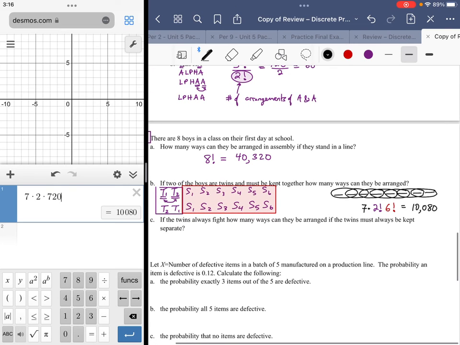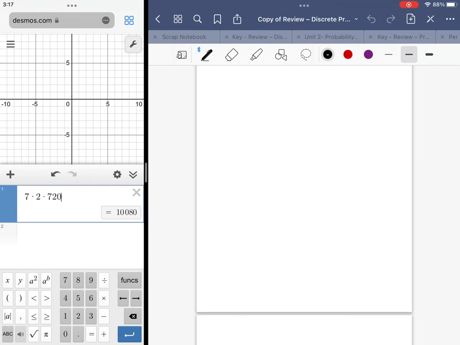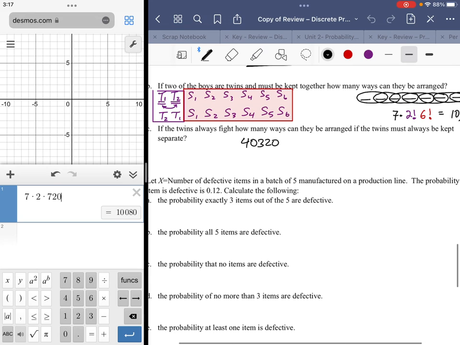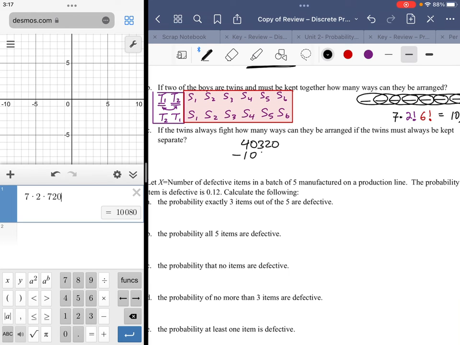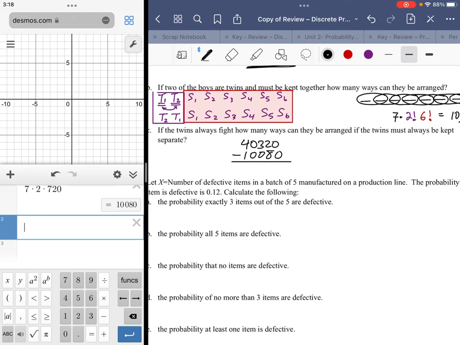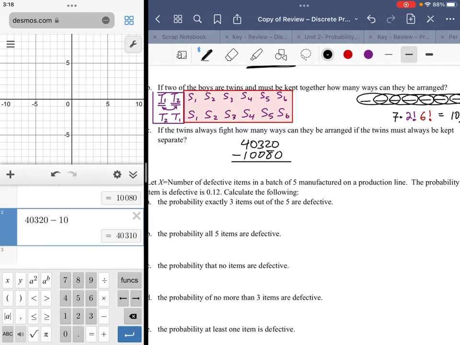Now if the twins always fight, how many ways can they be arranged so that they're always kept separate? Well, these are the ways in which they would always be kept together. These are the ways people could be arranged without restriction, so just subtract the 2. So that would be 40,320 minus 10,080. So 30,240.